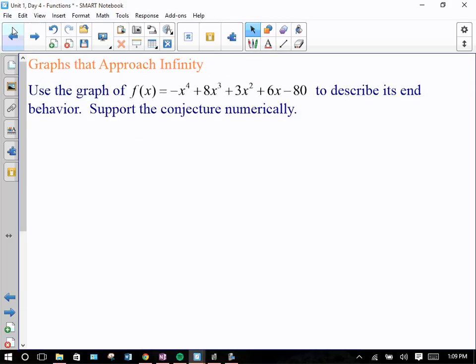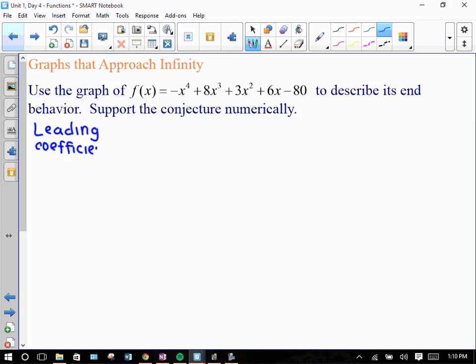I want you guys first of all to tell me, just based off of this function right now, two things. One, what is the leading coefficient of this function? Negative 1. Alright? What is the degree of this function? How do we know that? Because the highest degree is 4.